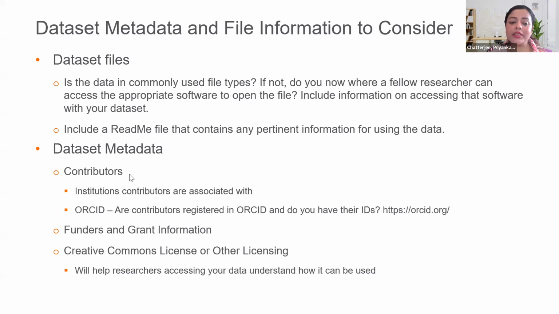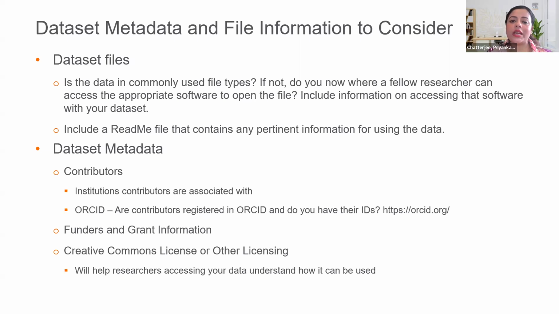Your data set metadata could include contributors, which means who are the contributors of the data. It should have an ORCID ID. Are contributors registered in ORCID? And do you have their ID? So it is very important to link it with your data. Provide data in terms of funders and grant information. So when you are submitting your research data, it should be linked with the funders and grant information. And also you should be able to assign a Creative Commons license for your data. That will help other researchers in terms of accessing your data and understanding how it can be used.